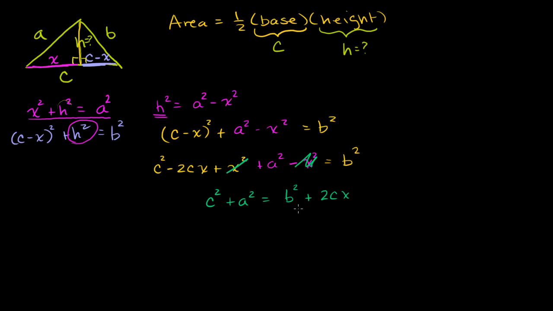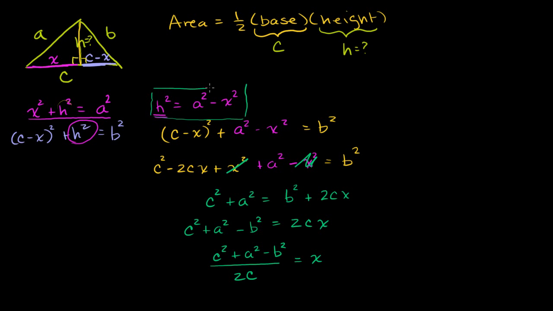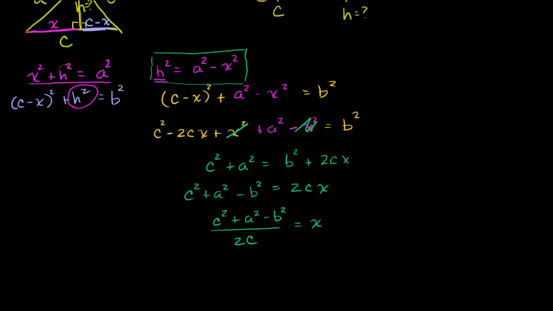Now to solve for x, let's subtract b squared from both sides. So we'll get c squared plus a squared minus b squared is equal to 2cx. And then if we divide both sides by 2c, we get c squared plus a squared minus b squared over 2c is equal to x. We've just solved for x here. Now, our goal is to solve for the height so that we can apply 1/2 times base times height. So to do that, we go back to this equation right here and solve for our height. So let me scroll down a little bit.